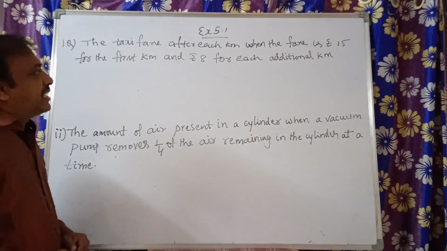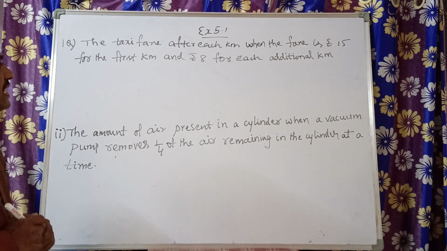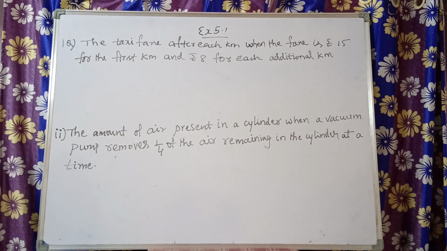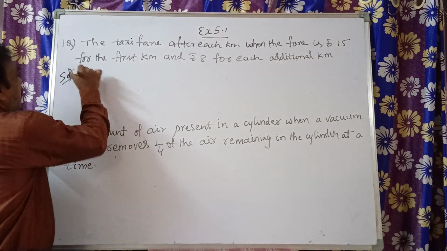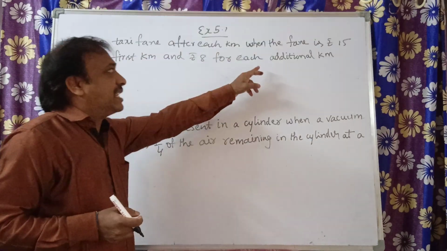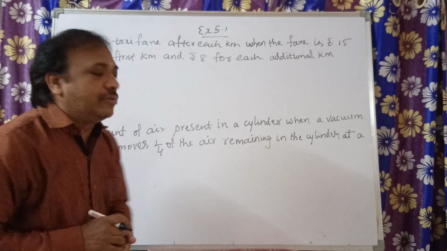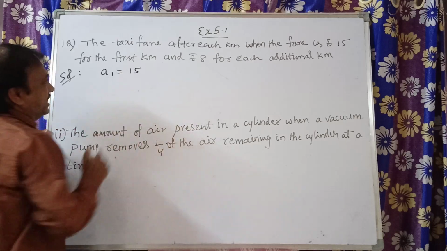The taxi fare after each kilometer, when the fare is rupees 15 for the first kilometer and rupees 8 for each additional kilometer. So every 1 kilometer they are charging 8 rupees, and the first kilometer, that is 15 rupees, is given. So here, look at the board. The first term, that is A1, we can say as 15.